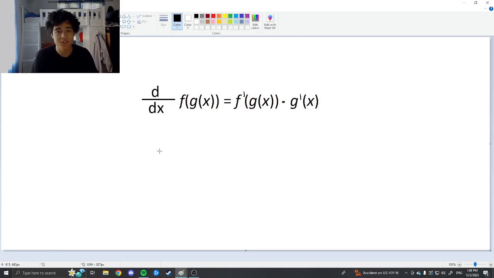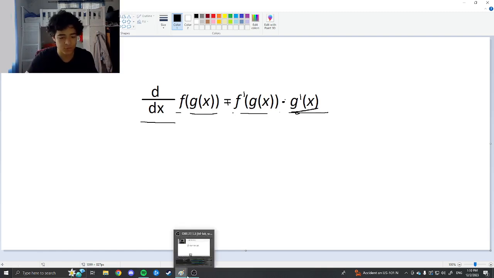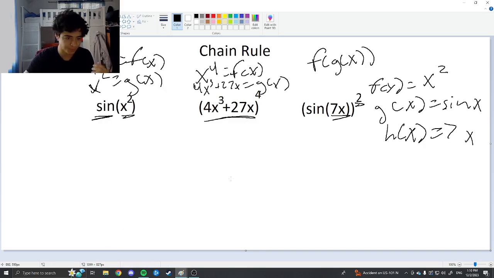So once you decide which is your outside function, which is your inside function, you use this formula right here, right? d over dx, which just means the derivative of f of g of x, is f prime of g of x times g prime of x. So all this means is that you derive the outside function first, right? f of x, and you keep the inside the same, g of x. And then you multiply it by the derivative of the inside function. So the outside you derive, you keep the inside the same, and then you multiply it by the derivative of the inside. So let's look at our examples that we have.